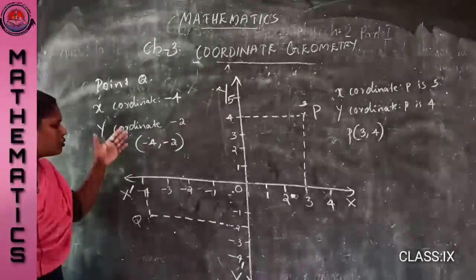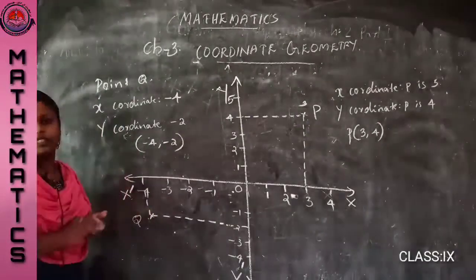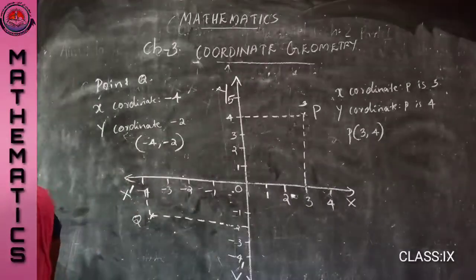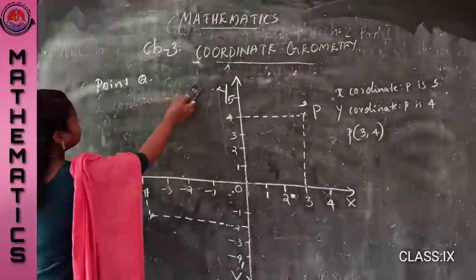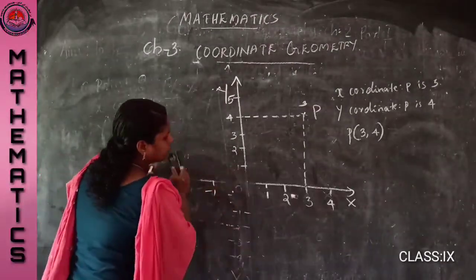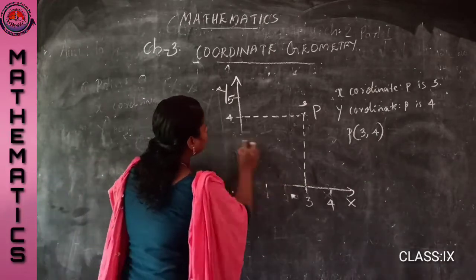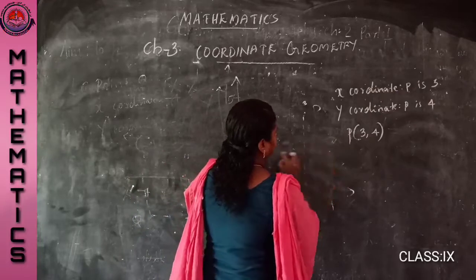We already know how to plot the points on a Cartesian plane. And this x coordinate is also called abscissa, and y coordinate is also known as ordinate.